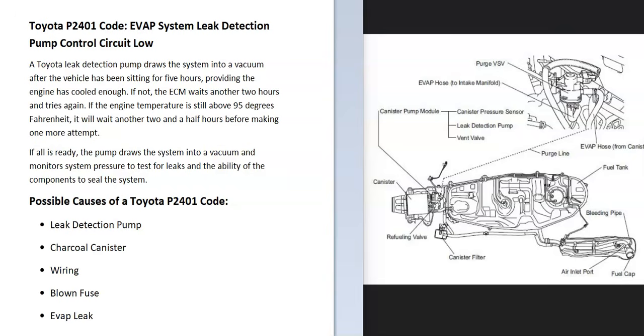So today I'm talking about a Toyota with the P2401 code, what it is and how you go about fixing it. And so what is a Toyota P2401 code? Well, it's the EVAP system leak detection pump control circuit low. And what does this mean?